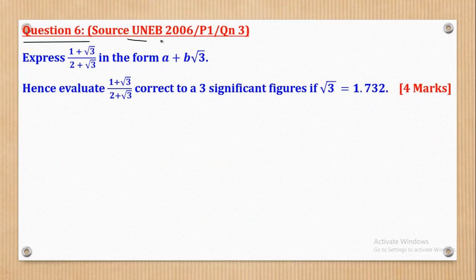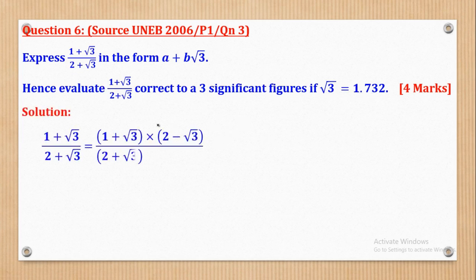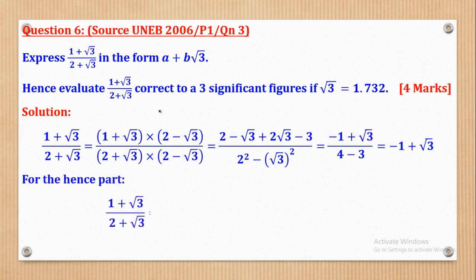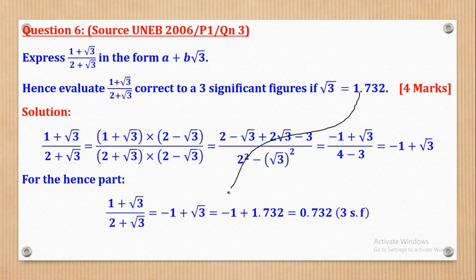Then question 6 came from UNEB 2006 paper 1 question 3 and says express this in the form this, and hence evaluate this correct to 3 significant figures if root 3 is equal to 1.732. So the first thing to do is to rationalize, and when I rationalize and expand, I'll come up with this, simplify, I'll come up with this. So 4 minus 3 is 1, that is why you remain with negative 1 plus root 3. Then for the hence part, they have given you the value of root 3, so come and substitute for root 3, and that will be the answer to 3 significant figures. So 1, 2, 3, those are 3 significant figures.